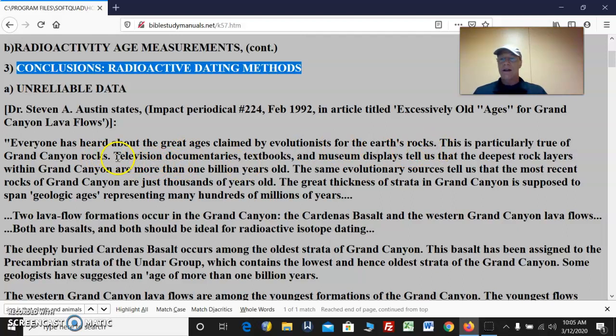That's what they say. Television documentaries, textbooks, museum displays tell us that the deepest rock layers within Grand Canyon are more than 1 billion years old. Same evolutionary sources tell us that the most recent rocks of Grand Canyon are just thousands of years old. The great thickness of strata in Grand Canyon is supposed to be spanning geologic ages, representing many hundreds of millions of years. Two lava flow formations occur in the Grand Canyon, the Cardenas basalt and the western Grand Canyon lava flows. Both are basalts, and both should be ideal for radioactive isotope dating.